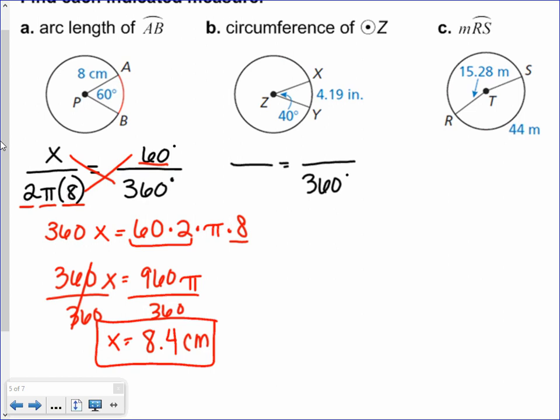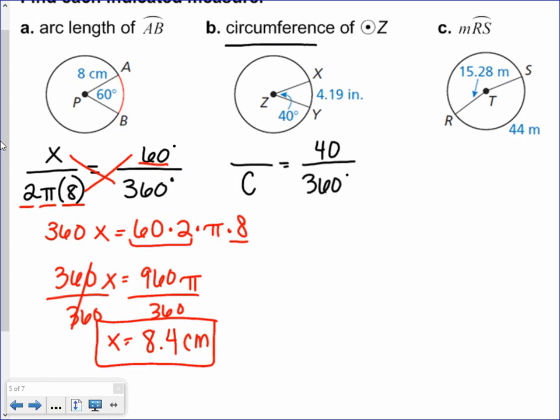And the number above 360, you've got to keep degrees with degrees. You've got to keep your units constant. So above 360 is the arc measure in degrees, which is 40. This time they ask you for the circumference. We were writing it as 2 pi r, but 2 pi r is the circumference. Since they're not asking me for the radius, and I just want the entire circumference, I can just write a C there. It's the same thing.